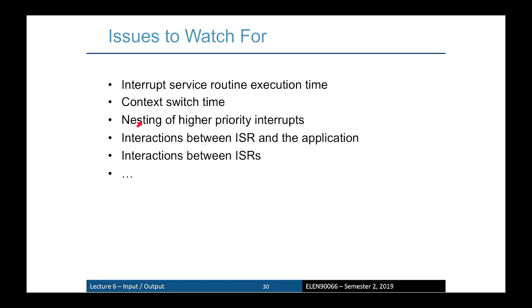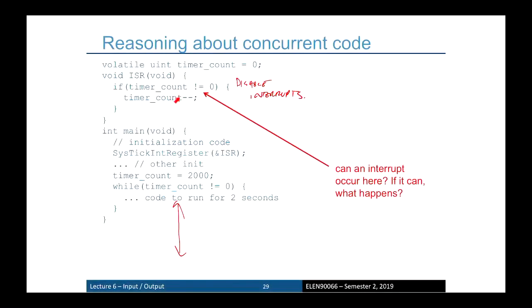If you allow nested interrupts, so you allow one interrupt to happen, and while you're servicing that, another one comes and you start servicing that, and then another one comes, that starts getting complicated. You need some sort of priority system for allowing that to happen. Can ISRs interact with things that are happening in the main application? So back here, can I do things in here that can affect what's going on in here? Is that allowed? It makes the predictability of the code very difficult to do, right?